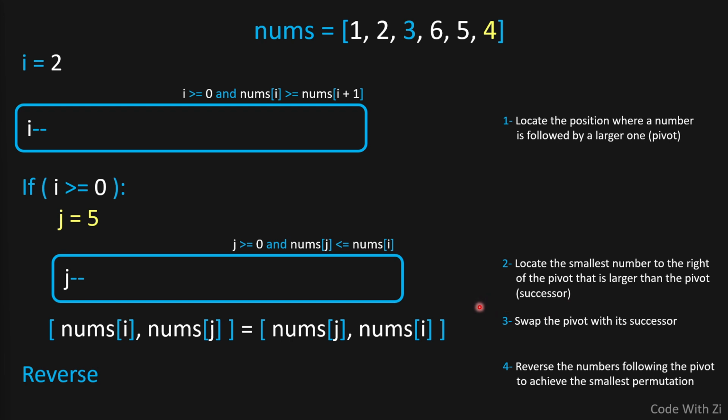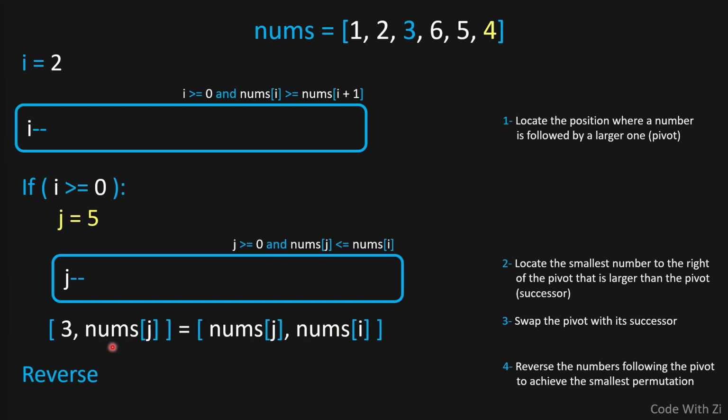In our third step, we have to swap the pivot with its successor. Well, let's do that. We're going to say nums of i, which is 3, and nums of j, which is 4, should be equal to nums of j, which is 4, and nums of i, which is 3. Like so. Well, let's swap them. Awesome. And we're done with the third step, and then to the final step.